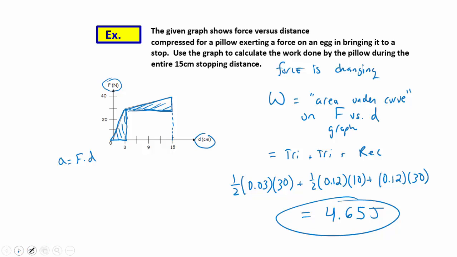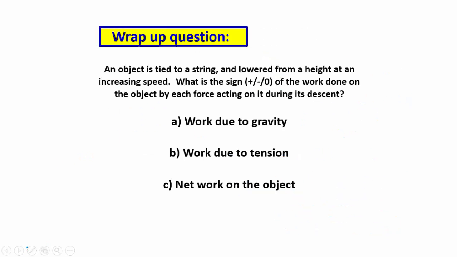All right, let's see how you guys did with these ideas. Wrap-up question. An object is tied to a string and lowered from a height at an increasing speed. What is the sign, positive, negative, or 0, of the work done on the object by each force acting during its descent? Why don't you go ahead and pause this video and try to answer these questions, and then come back in a second.